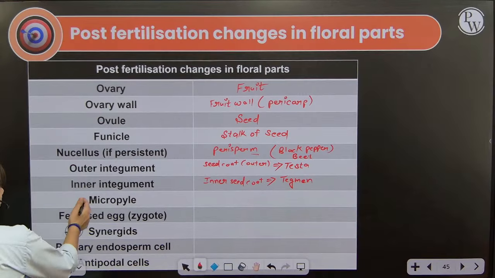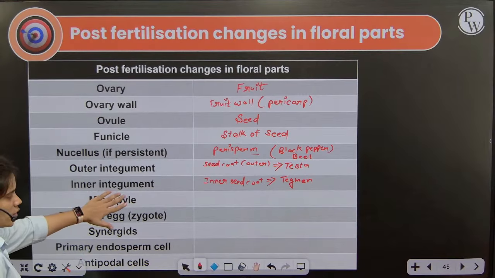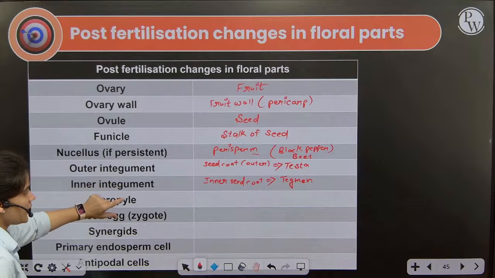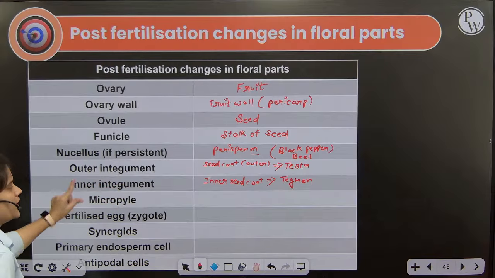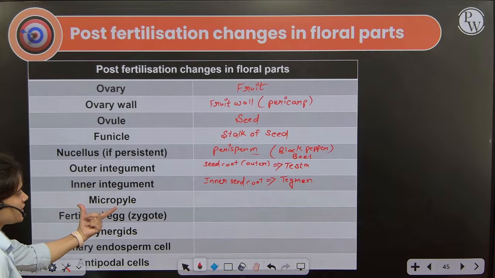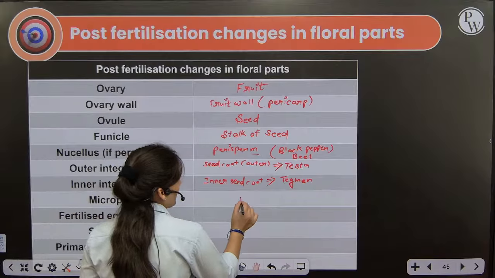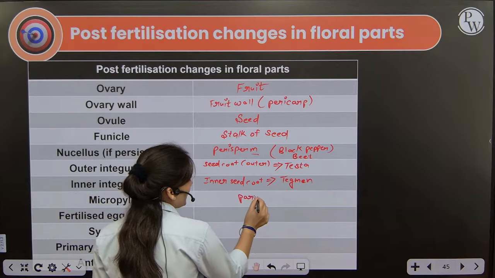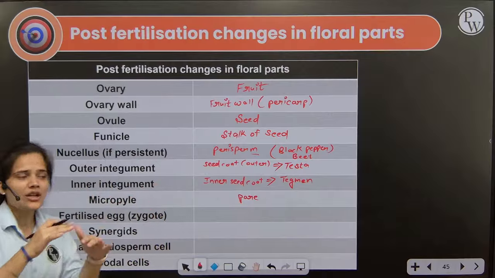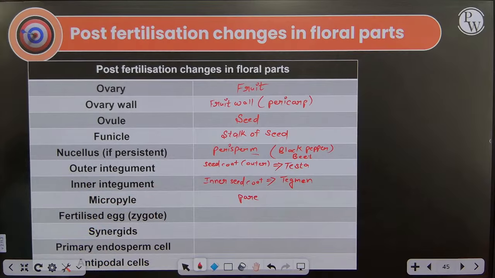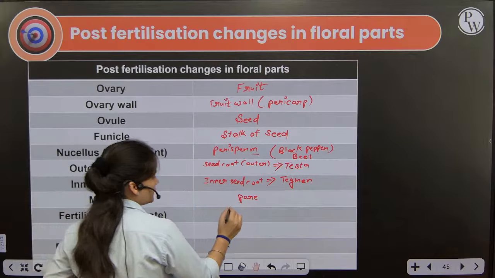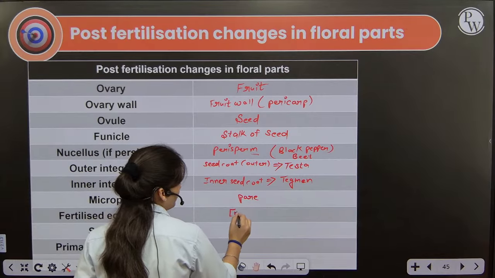Next, micropyle. Initially, micropyle is that region where these integument layers are absent. Now, after double fertilization, this micropyle appears as a pore which facilitates the transport of gases during the germination of seed. Fertilized egg, zygote. Zygote is going to form embryo.